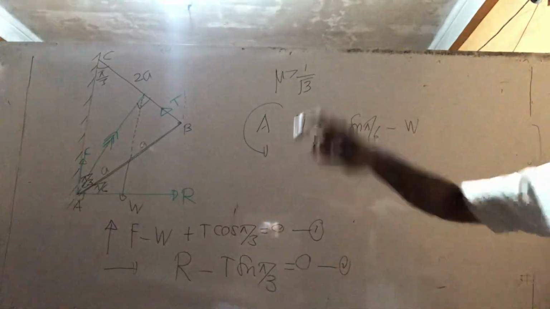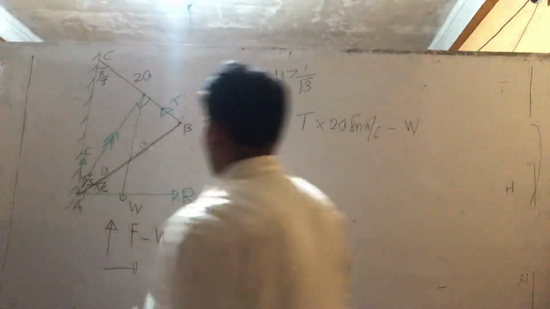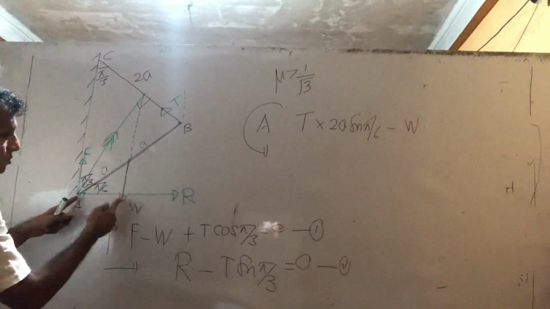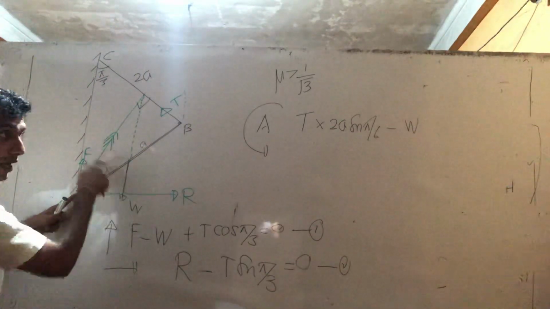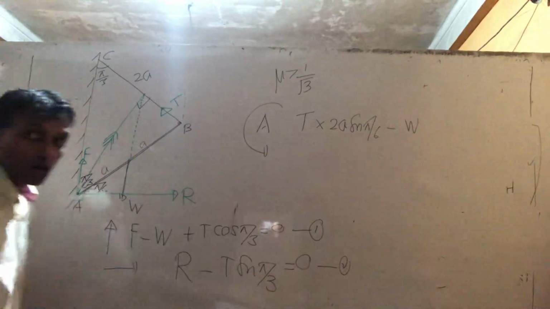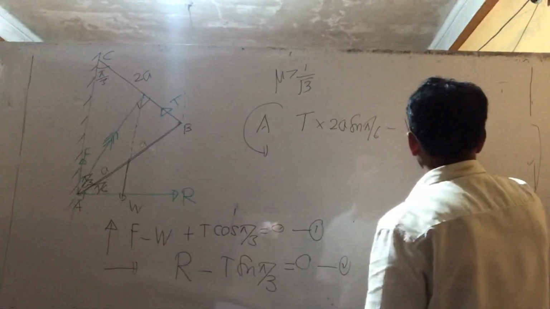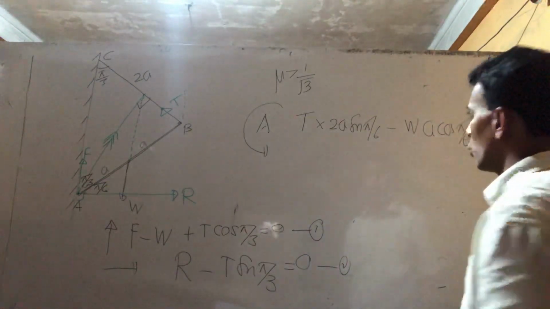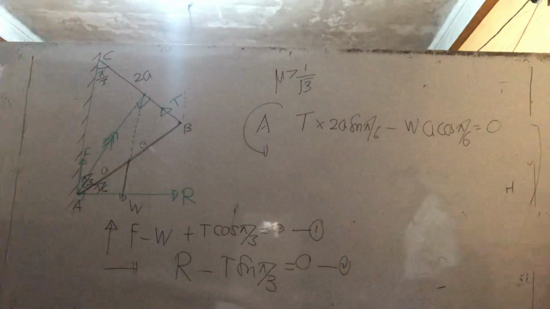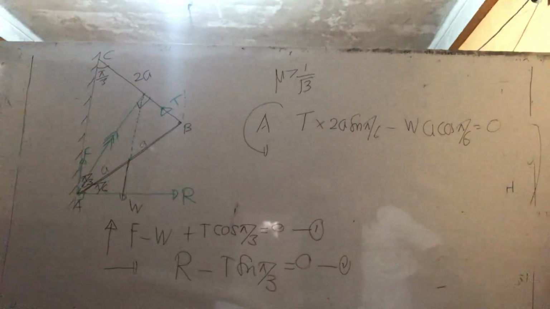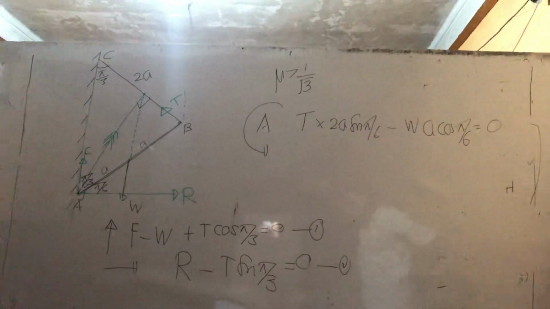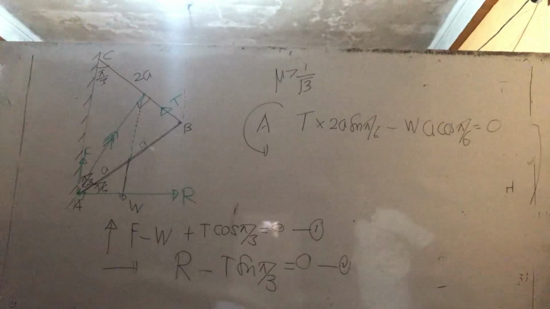Minus W into the other direction, where the A, this one, they said pi by 3 up, so A cos pi by 6, is it A cos pi by 6, right? Equal to 0. Now simplify, complete the answer, and you can find the T. Once you know the T, the rest is solvable.